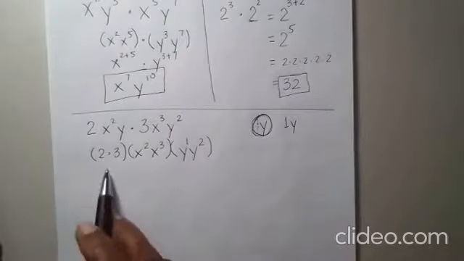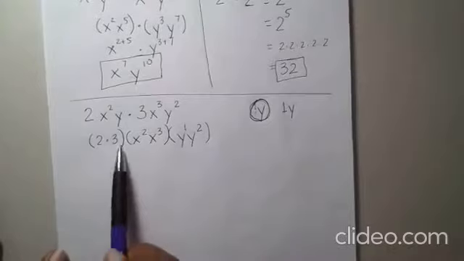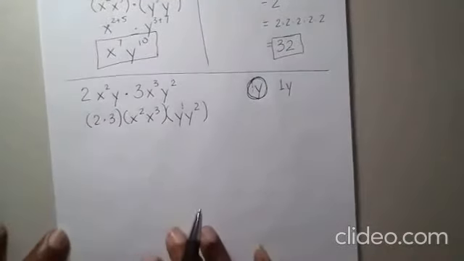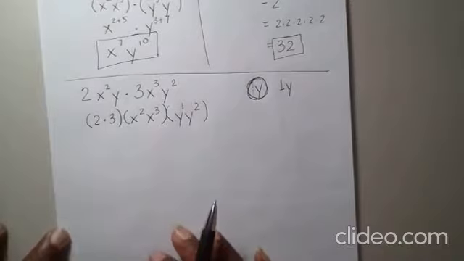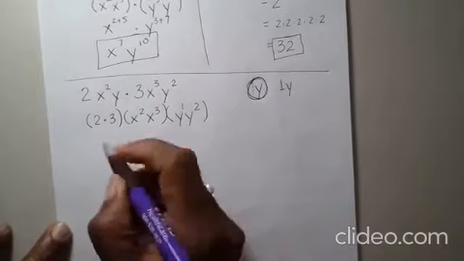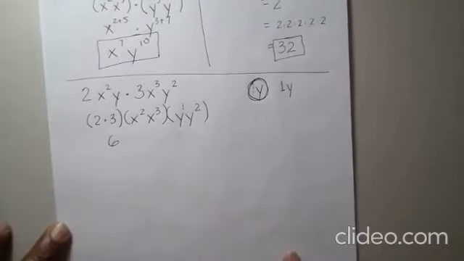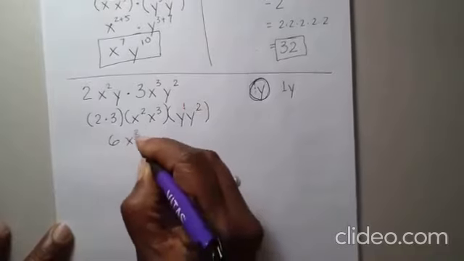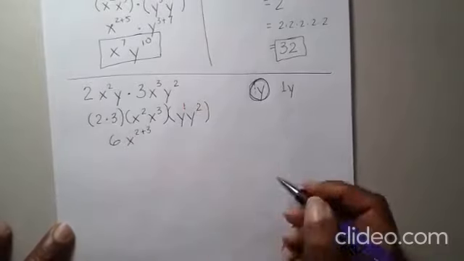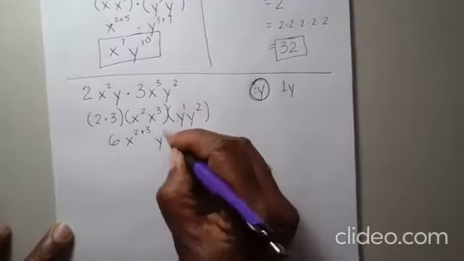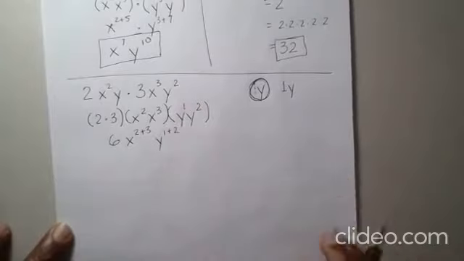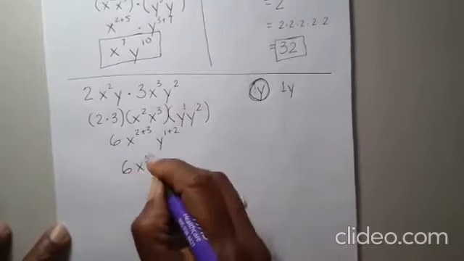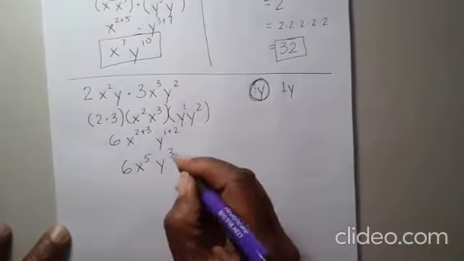So now let's go back to our problem. We've got 2 times 3. 2 times 3. Oh, good job, Boris. I see you. Yay. So 2 times 3 is 6. x squared times x cubed. And then we have y to the 1 plus the 2 here. So our answer then is 6 x to the 5th, y to the 3rd power.